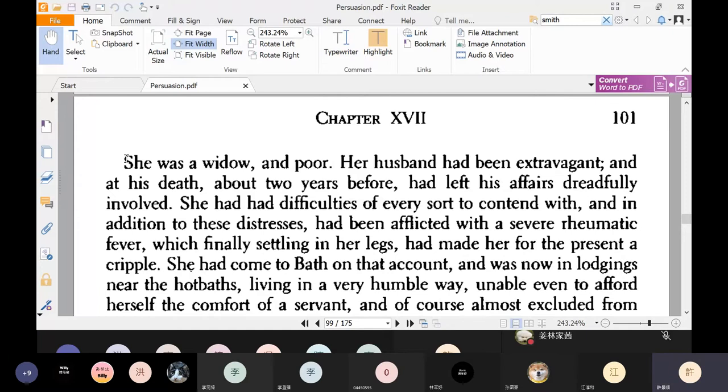So this is Mrs. Smith's situation. She was a widow and poor. Her husband had been extravagant, which means he spent a lot of money. And at his death, about 2 years before, had left his affairs dreadfully involved. So involved, we don't use this word like this today anymore. But involved here means entangled. It's still related to other kinds of business. Remember, affair means business.